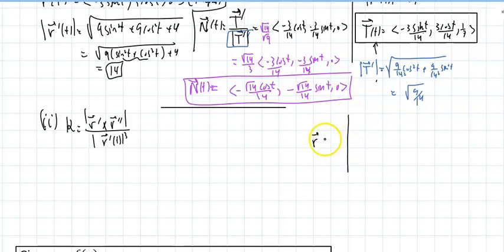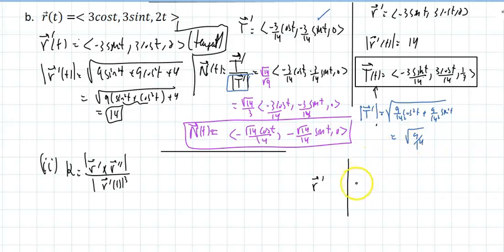r prime would be negative 3 sine of t, 3 cosine of t, and a 2. If I take r double prime, the derivative of that will be negative 3 cosine of t, negative 3 sine of t, and a 0. And if I cross those, what do I get?